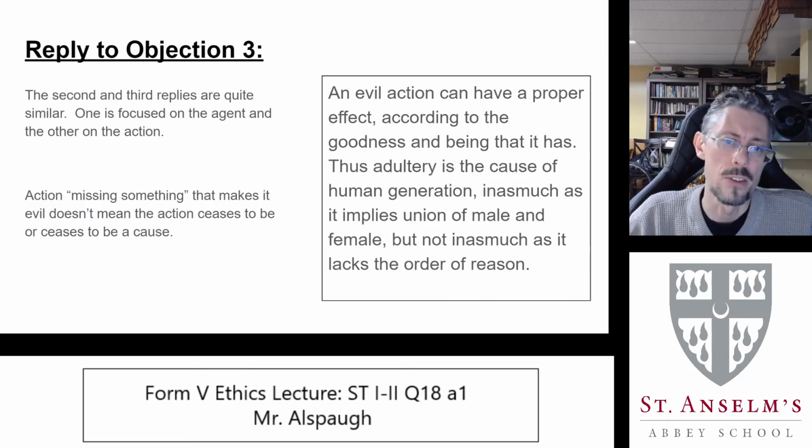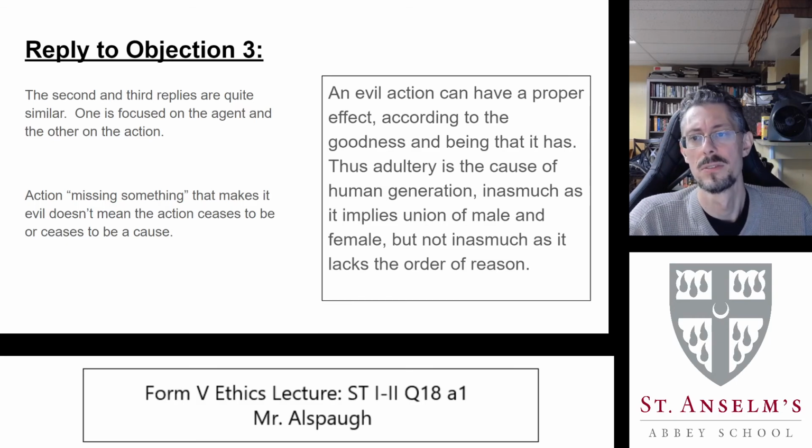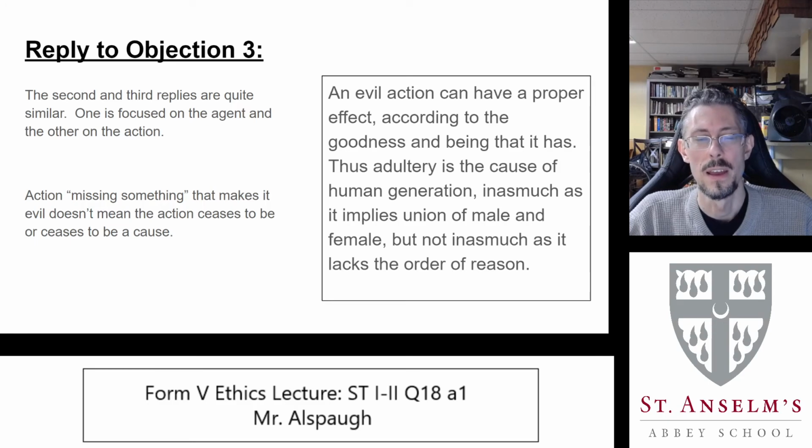The third one, finally, again similar to the previous one, is just about where we locate the evil. Where do we locate the failed actualization? Where's the potency? Where's the lack? The objection itself feels a little bit overly technical, but the reply is really helpful. Evil actions still have their proper effects, according to the goodness and being that the action has. So instead of focusing on the agent, now we're focusing on the action. When we say that adultery is evil and that there's something missing there, that doesn't mean it ceases to be the cause of human generation.